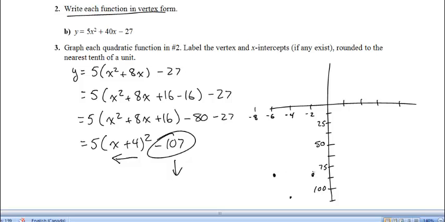And here. And then if I go back 4, normally it'd be 16. 5 times that is going to be about 80. So roughly here at 27, I believe, and 27. And I've got a parabola coming up like this. Label the vertex and the x-intercepts. So the vertex is going to be negative 4, negative 107.